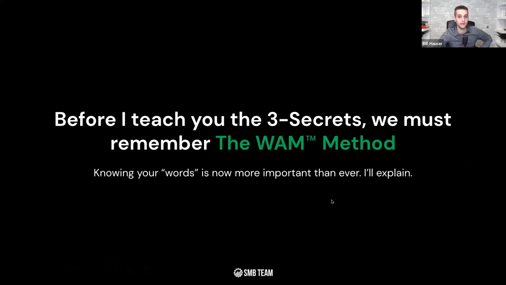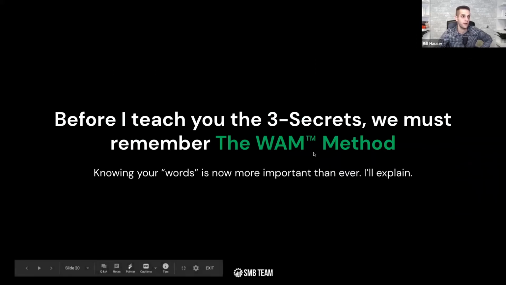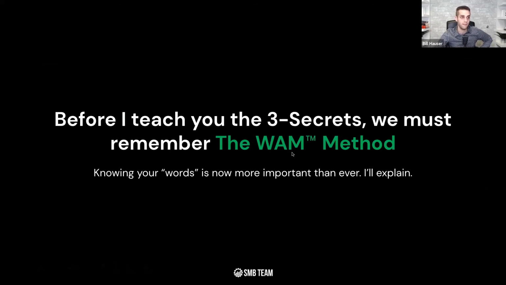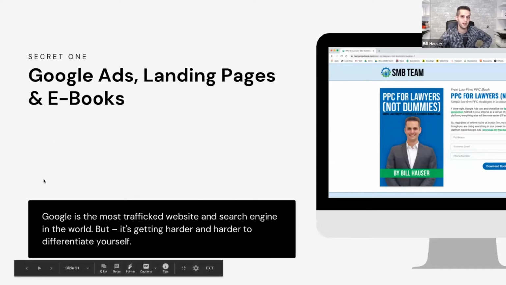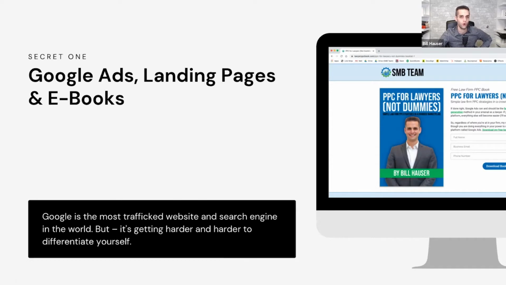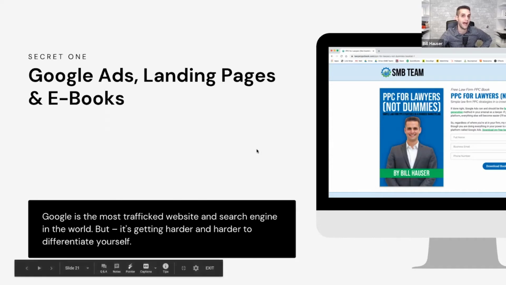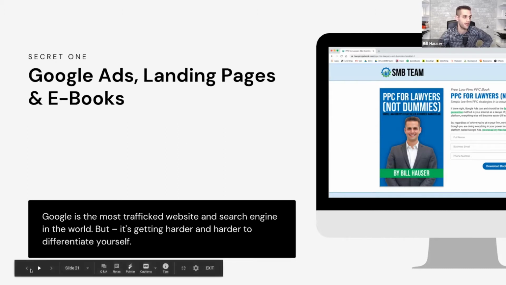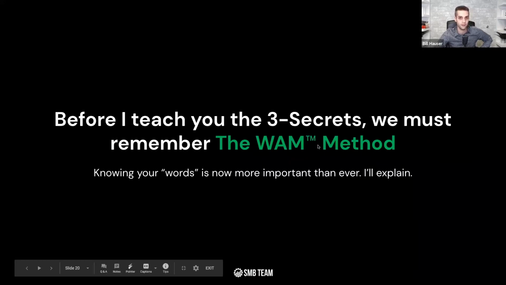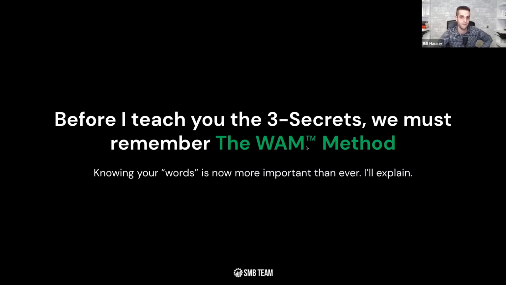Before I show you these 3 prongs within the G3, we have to remember a method that I created called the WAM method, which is the Word Alignment Marketing Method. The Word Alignment Marketing Method says that you have to understand the words that your clients are typing in, because that is the only and best way that you will target your ads on local services ads, on Google Ads, and on YouTube ads. So if you don't know your WAM, your word alignment marketing strategy, which you can learn more about through some of our other stuff, it's so important to know your words.